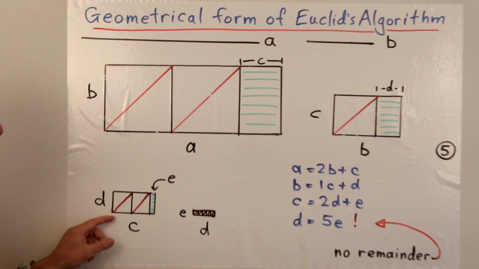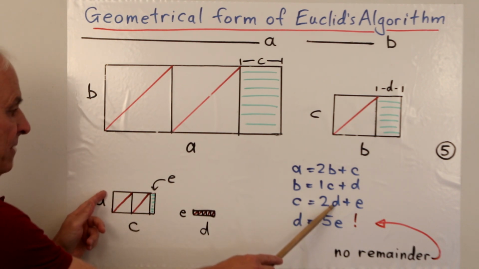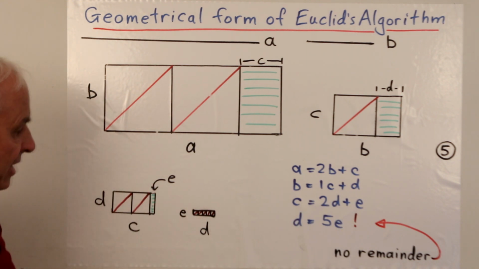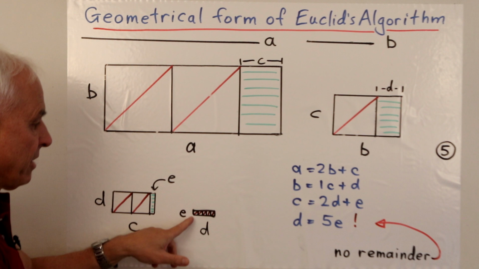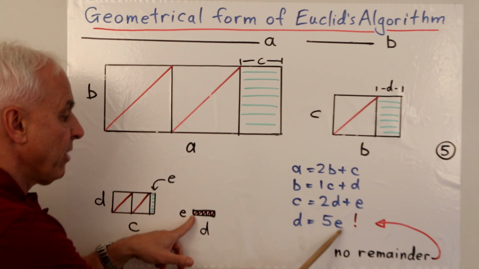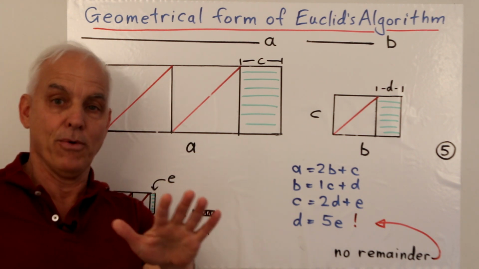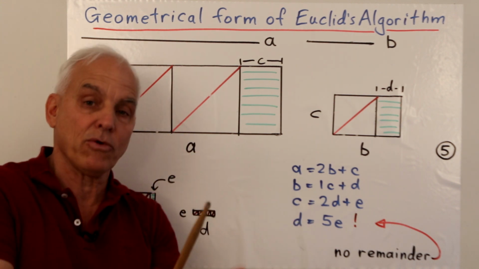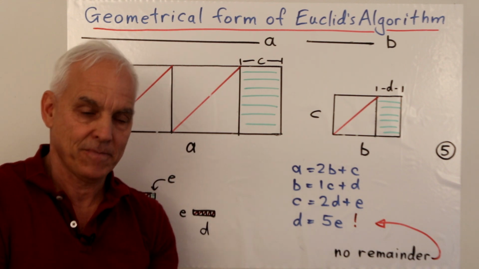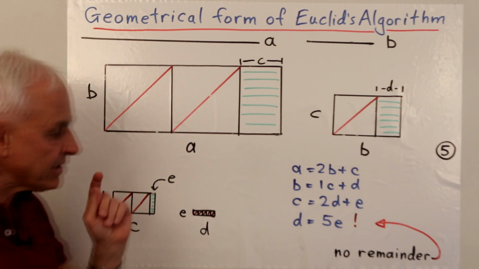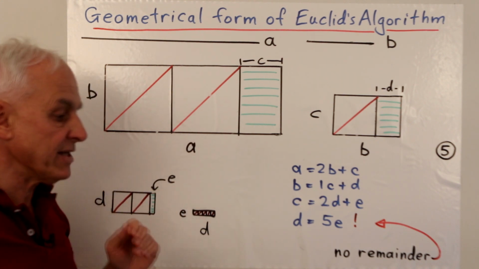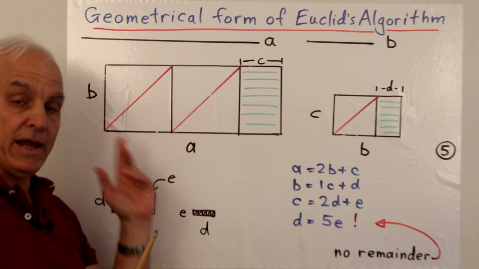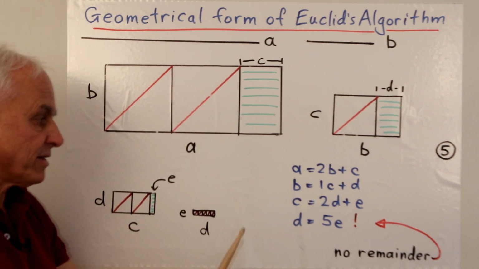And then in the next step, C is divided by D, goes 2 times, plus a remainder of E. And in our final little diagram, we had D here, we divided it by E, we got 5E plus a remainder of 0. No more remainder, and the algorithm terminates. Okay, so now let's look at these 4 equations and see what we can deduce about the relationship between the original A and B and this sort of new unit E.